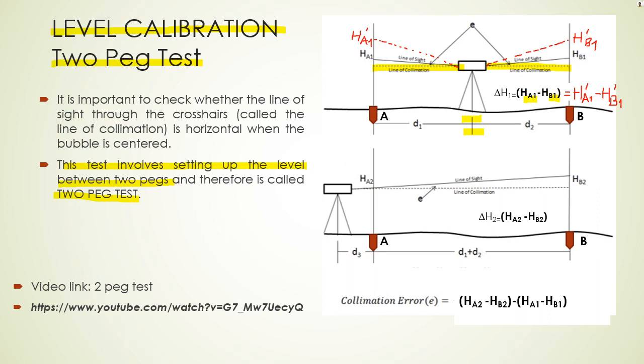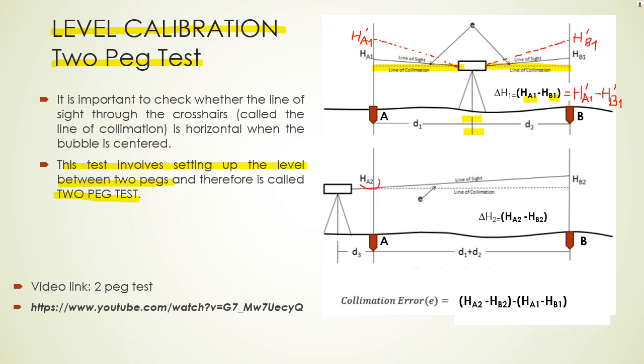So that's why you are going to get the true height difference between point A and point B. In this case, any errors will be cancelled out. Then we move on to step number 2, where we move the instrument to a point near point A, and then we take the readings again at point A.